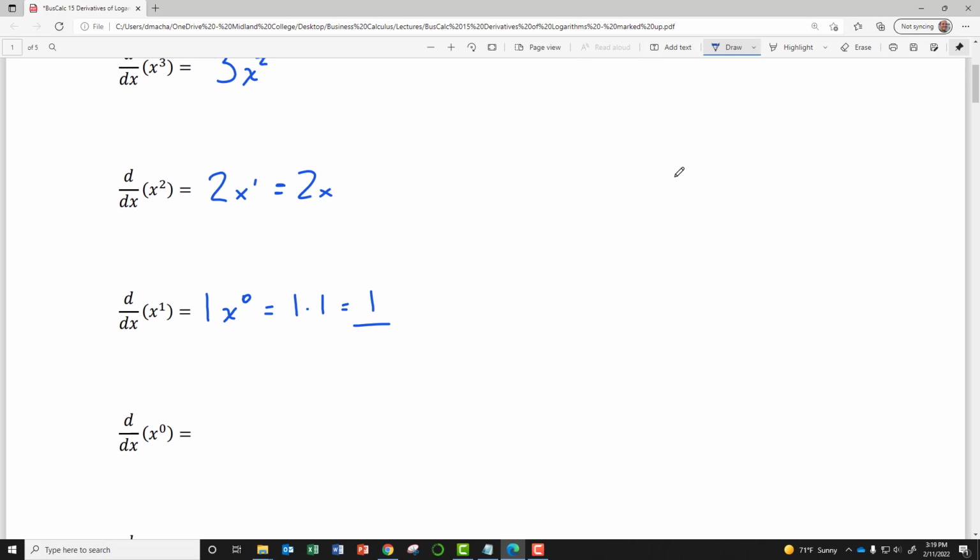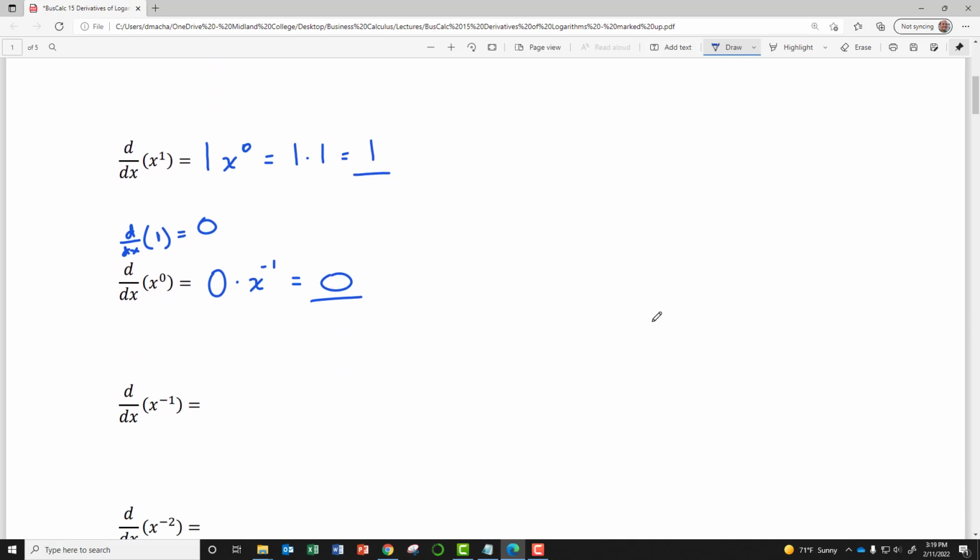And then we have the derivative with respect to x of x to the 0 power. So bringing down the exponent and then multiplying that by x to the power 0 minus 1 gives us just 0. And that's because x to the 0 power is just the number 1, so we're asking what is the derivative with respect to x of just the number 1. And of course the derivative of any constant is 0.